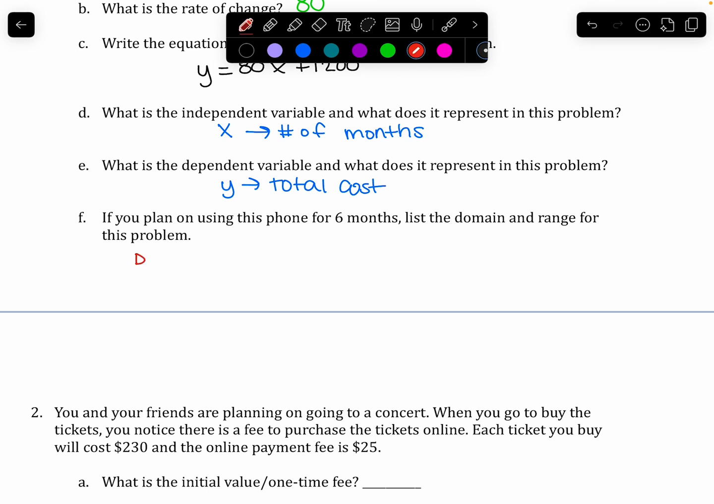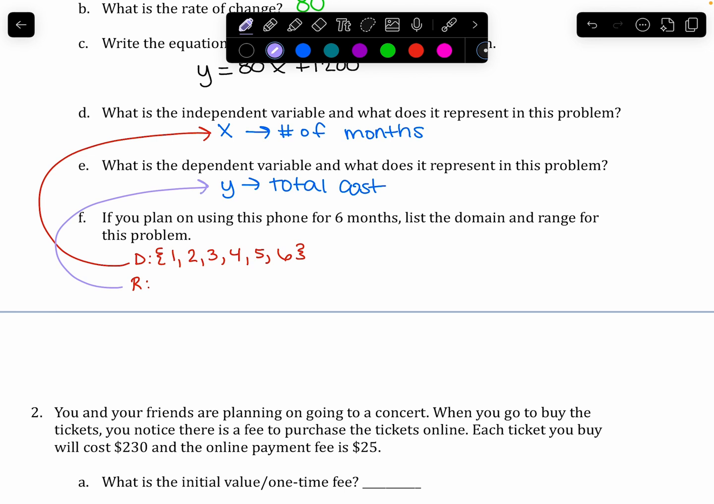And then part F says, if you plan on using this phone for 6 months, list the domain and range for this problem. Okay, remember that domain are your X values and range are your Y values. We have to think of this as a discrete function. So my domain is the number of months, because remember that your domain is your X values. So I can use the phone for 1 month, 2 months, 3 months, 4 months, 5 months, and 6 months. That's the domain. And then the range, remember, is your total cost, and that depends on whatever you plug into your equation.